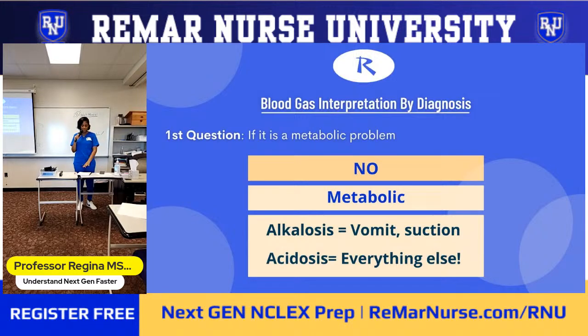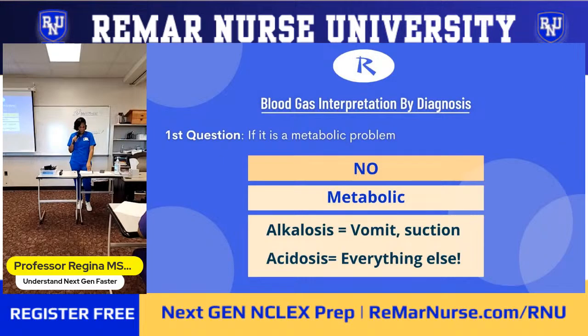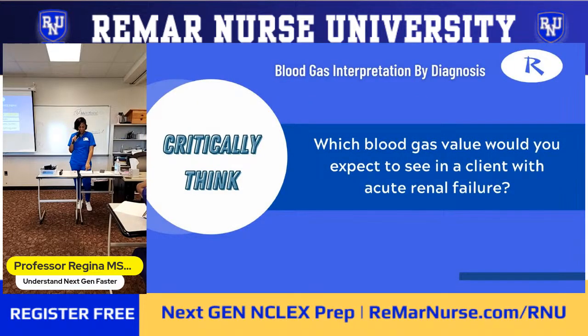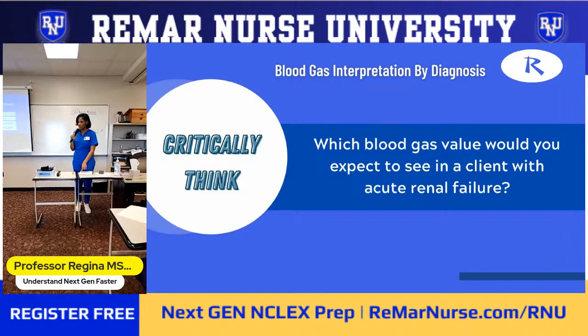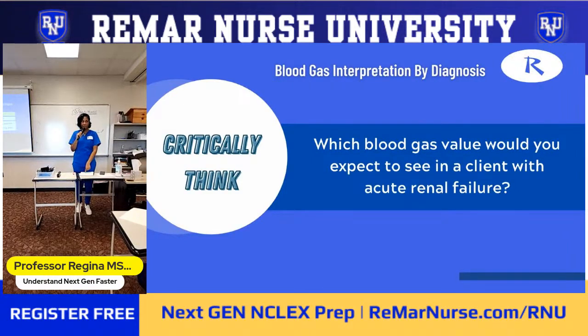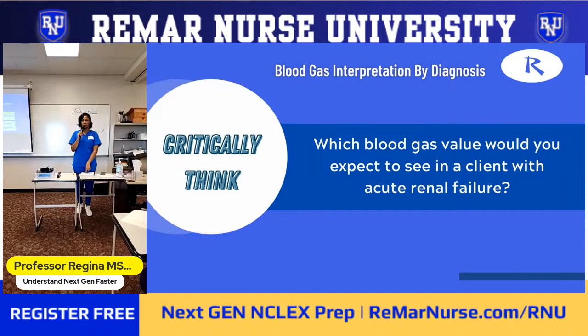Okay, now let's put it to the test. Let's do number one together. You'll get this on NCLEX. It says, which blood gas value would you expect in a client with acute renal failure? What's the first question we asked ourselves? Is acute renal failure a respiratory problem? No. So what side are we on? Metabolic. Now, do we see vomit or suction anywhere? No. So what kind of problem is this? There you go. Now use this chart and do the rest of them by yourself.